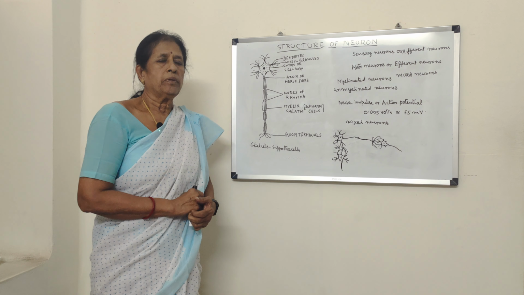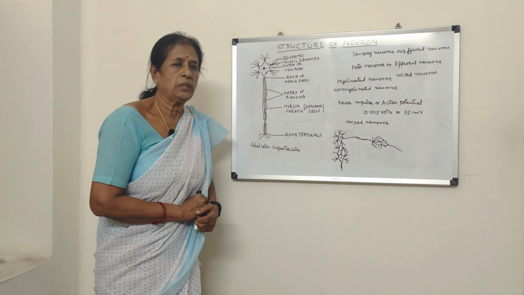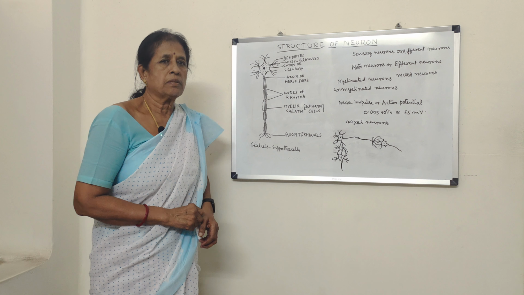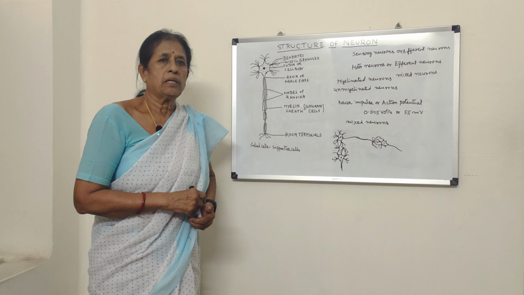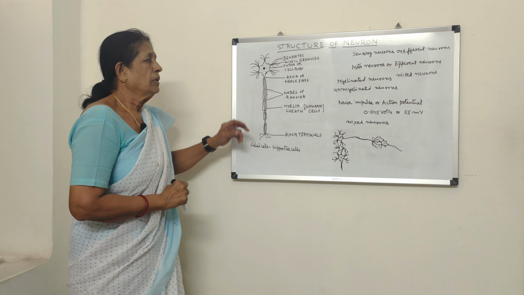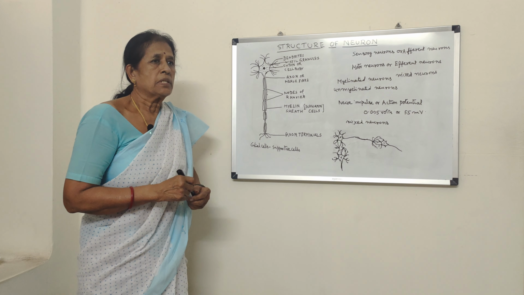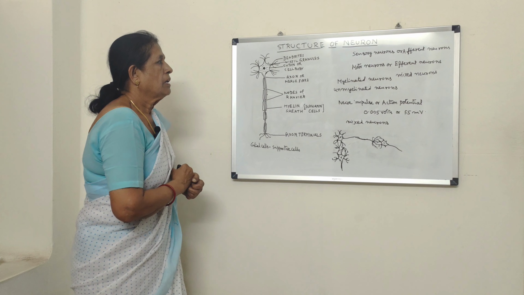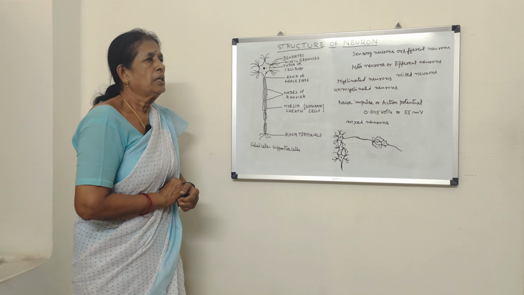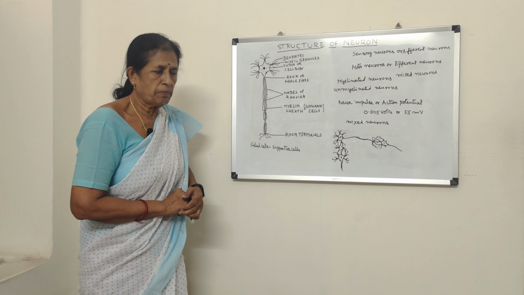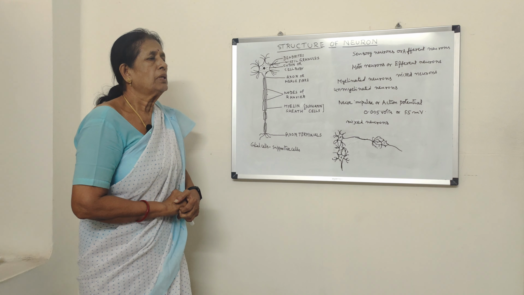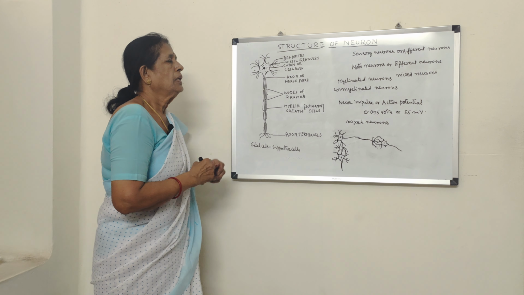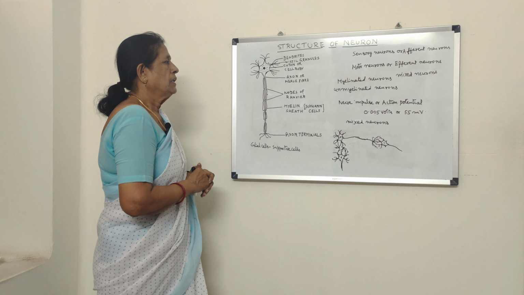So after a brief introduction of control and coordination, after knowing certain terms like stimulus, response, receptors, sensory organs, etc., we came to know that the structural and functional unit of the nervous system are the neurons, nerve cells. So what are the different types of nerve cells present in the human body and what is their function, that we shall see. So neurons are the structural and functional unit of the nervous system.